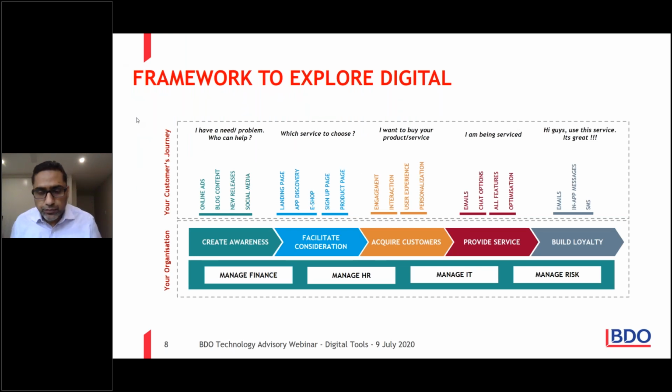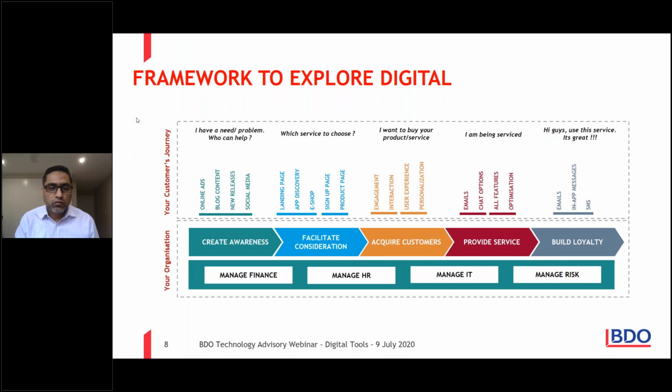It is a big area. So to break it down, we'll be using a framework which takes the customer's journey. It's a generic customer journey, but you could have parts of it relevant for your organization also. So it starts with creating awareness.